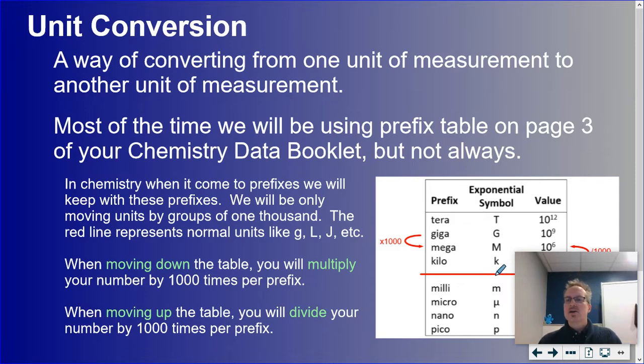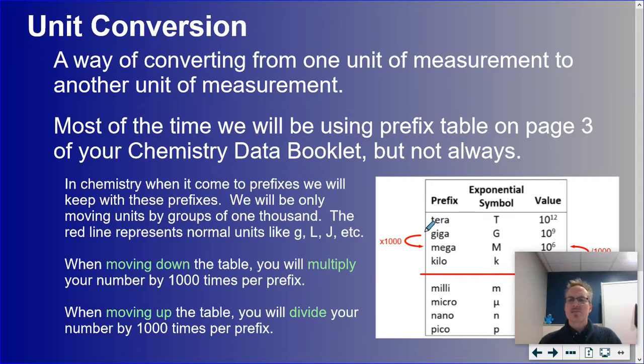This is where grams would go. Above it, this would be kilograms, this would be grams, this would be milligrams. This is also where liters would go. Kiloliters, liters, milliliters, or even joules. Joules is on the line, kilojoules, and of course millijoules. So the line represents those units that do not need a prefix. This could be pascals or meters or moles, many other units.